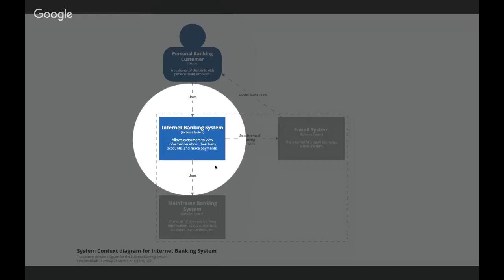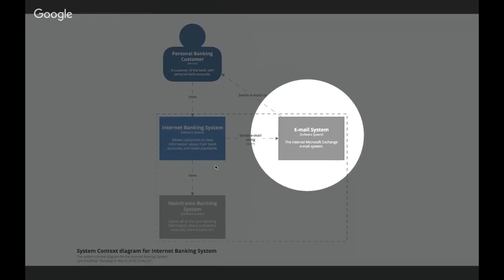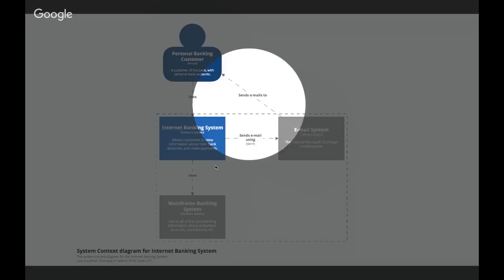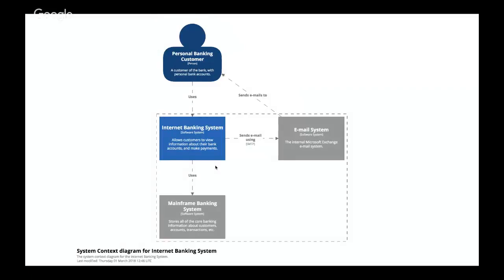Our internet banking system is also going to use our internal, in this case, Microsoft Exchange email system to send emails back to our users. So again, a nice simple context diagram. It's showing the system we are building and how it fits into the rest of the environment. So here I'm starting to use some different shapes, some different colors to represent different things, and I'll tell you more about the notation later.